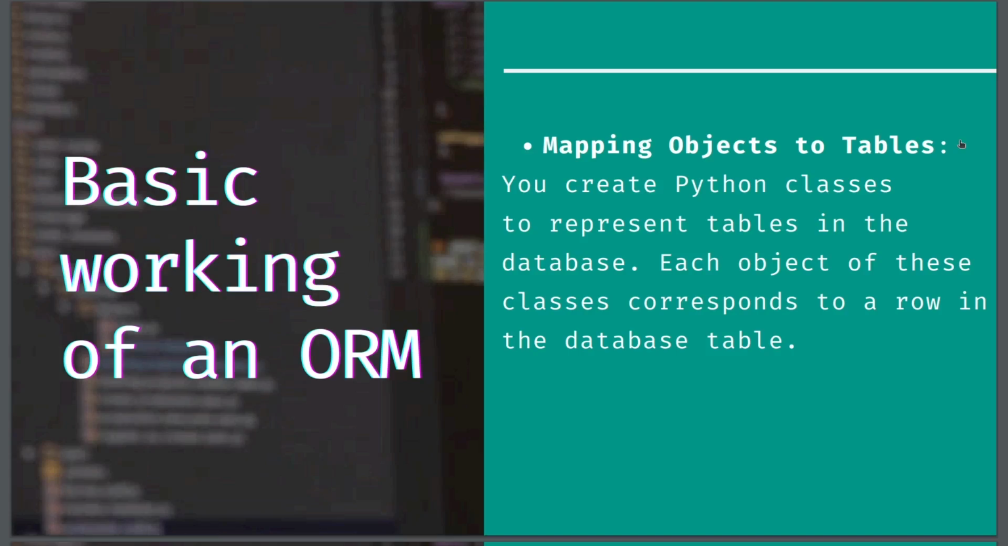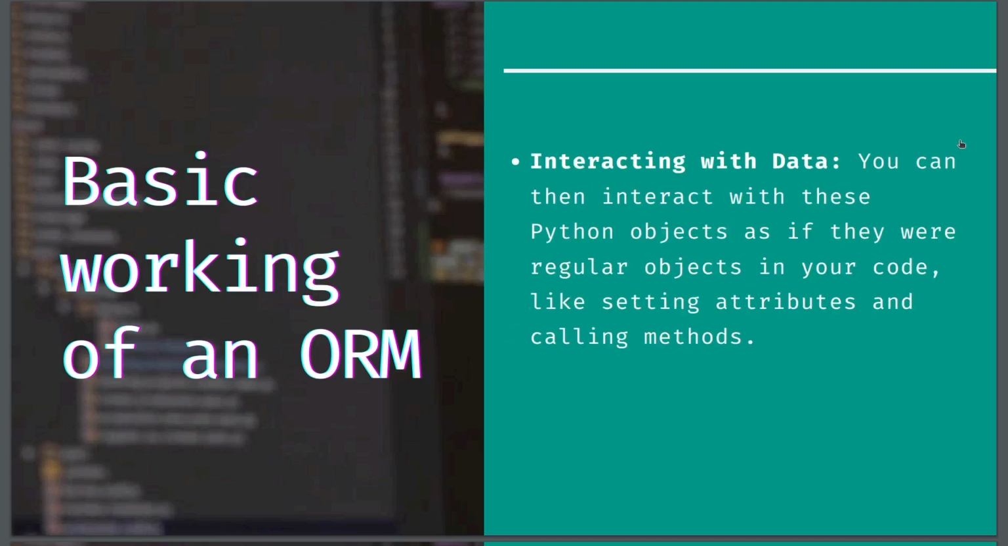An ORM works in the following way. It maps objects to tables. When you create a Python class, that Python class is going to represent a certain table in our database. And each object we create of that class is going to correspond to a row or a record of data within our database. Secondly, it interacts with the data.